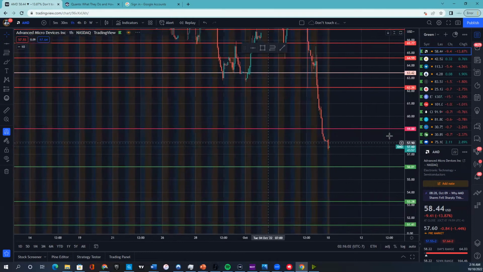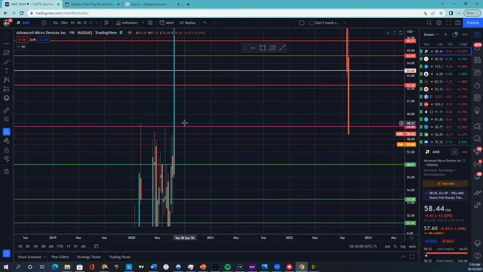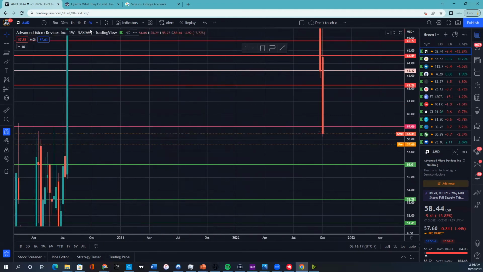And at the same time, that 59 was also, again, a weekly support level that I identified from previous trading history. So I didn't want to get too greedy trying to play it in there. And I took it around 59. Now, obviously, AMD sold off more and closed out at 58.